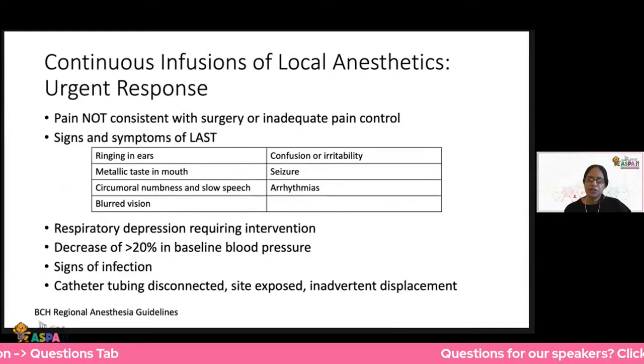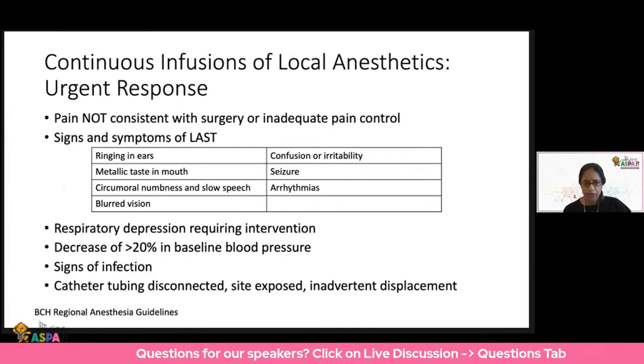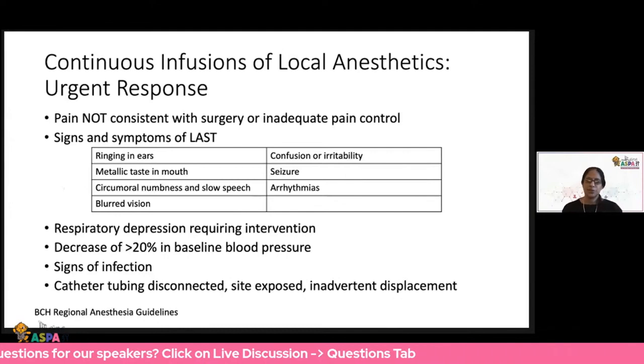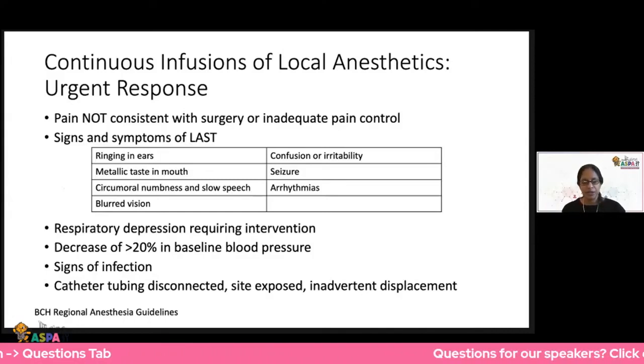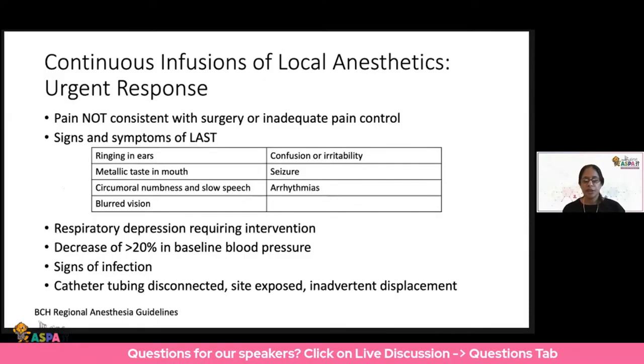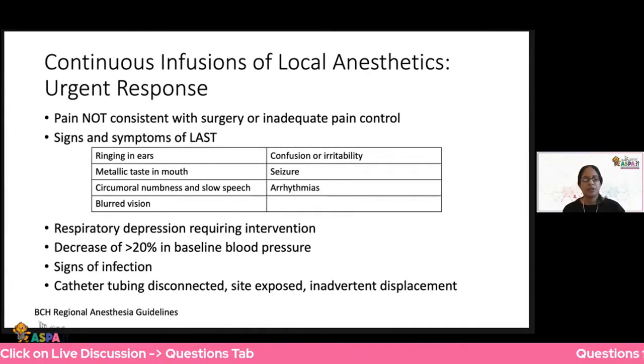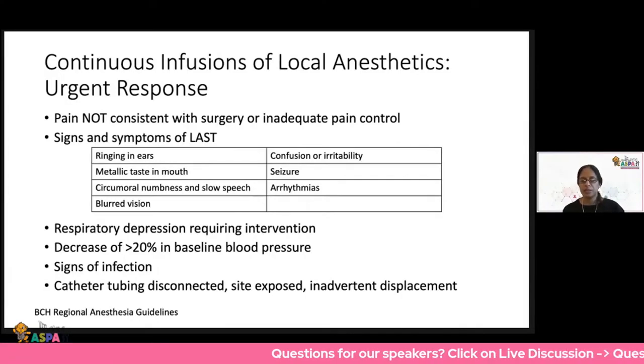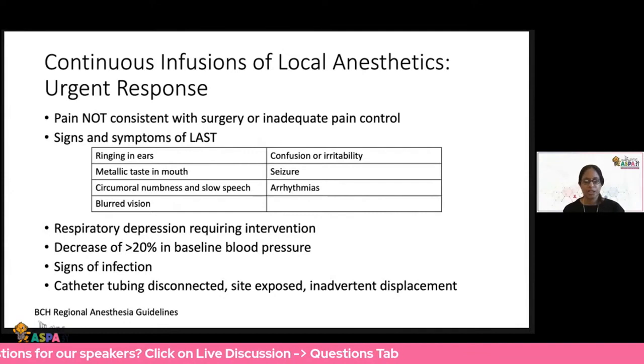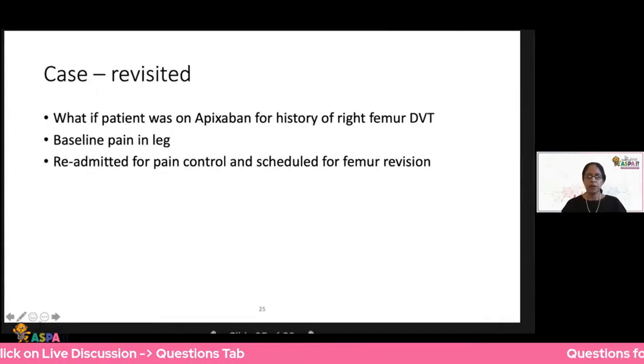Urgent responses are required for patients who have pain that's not consistent with surgery or inadequate pain control. And then obviously, if you have signs and symptoms of local anesthetic toxicity as those listed here, that would be something to evaluate closely. Respiratory depression requiring intervention, a decrease of greater than 20% in blood pressure, and signs of infection. Again, if the catheter tubing is disconnected or the site is exposed or there's an inadvertent displacement, this is also something that needs urgent attention.